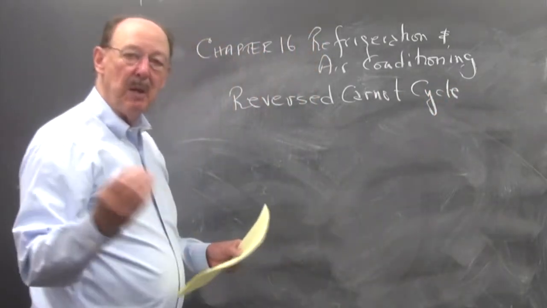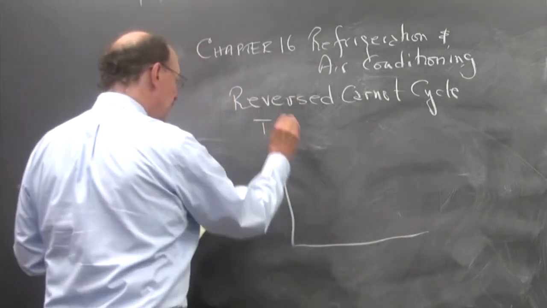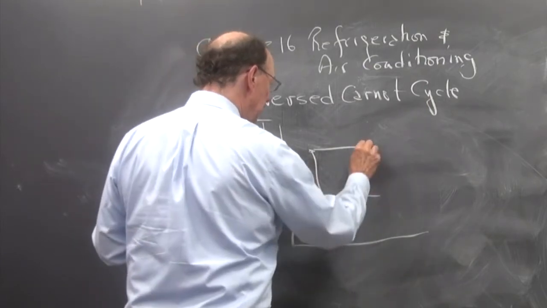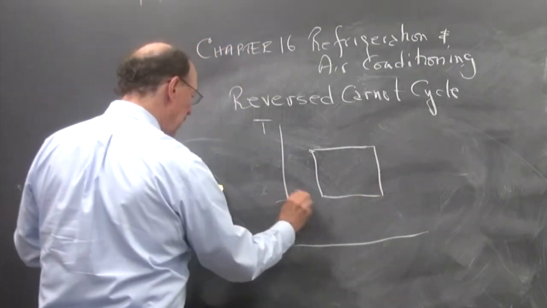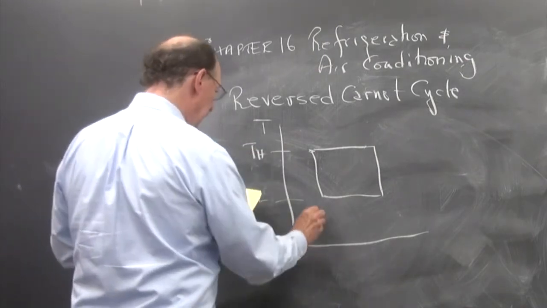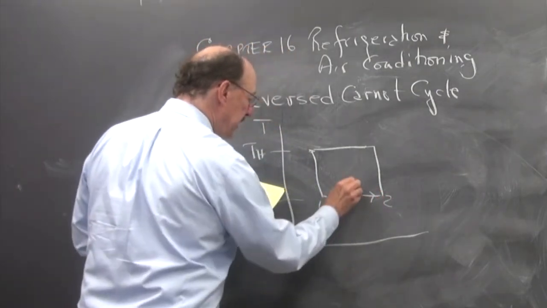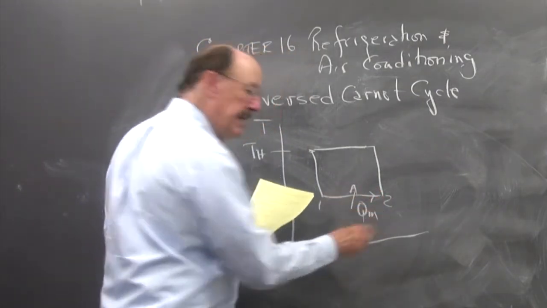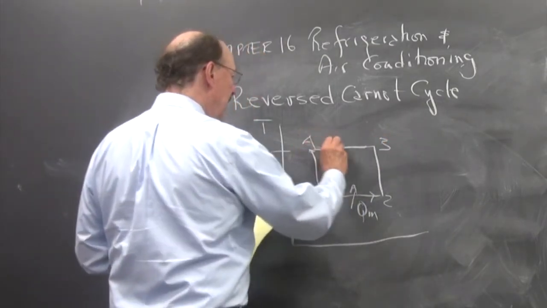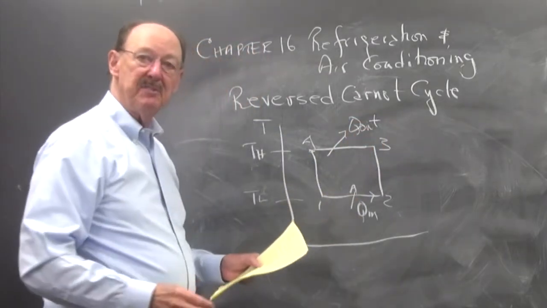And this is just to bring back this memory. On the TS diagram we had T low, T high, and from 1 to 2 there was heat in. So this was heat in at a low temperature. We have 3, 4, and we have heat out at a high temperature, TH.